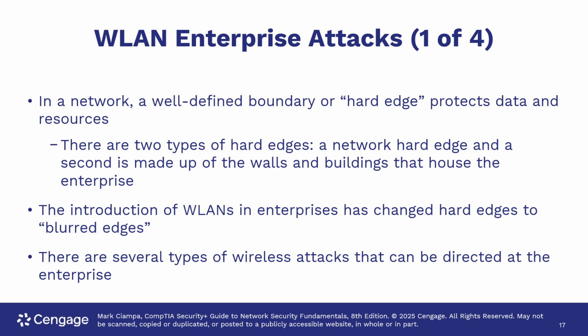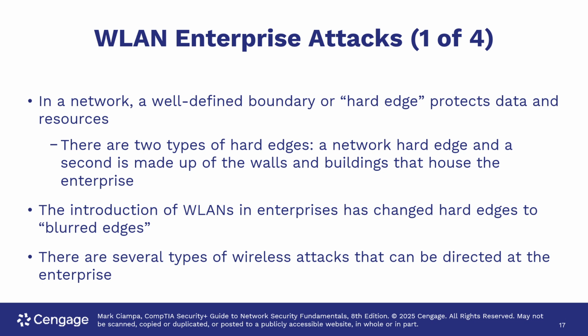So in a network, a well-defined boundary or hard edge protects the data and the resources. There are two types of hard edges: the network hard edge, and a second made up of the walls and buildings that house the actual enterprise. Think of it like a physical edge. The introduction of WLANs in enterprises changed the hard edges to blurred edges. Why? Because you can go around those, because you can actually get a wireless signal through a wall.